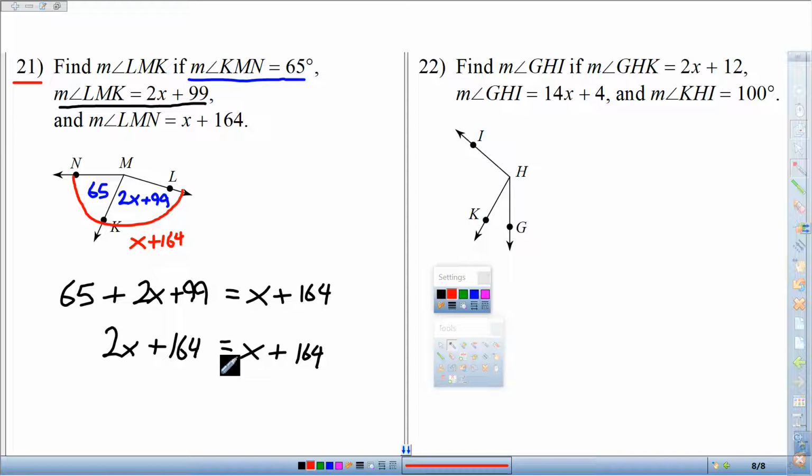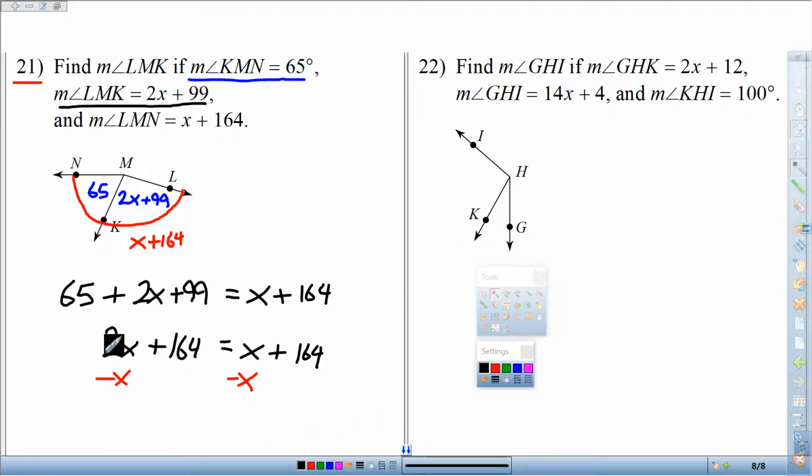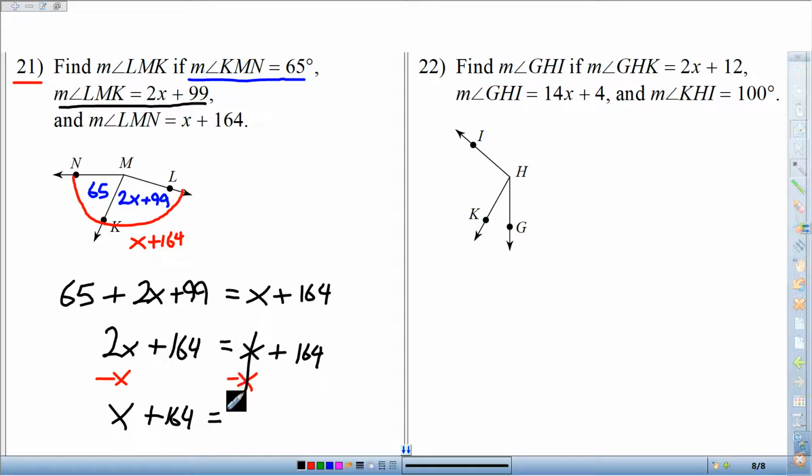From here, the next thing, we have variables on both sides. I need to bring them to the same side. Just a reminder, I could get rid of this x by subtracting it from both sides, or I could get rid of this 2x by subtracting it from both sides, and I would get the same answer either way. I'm going to choose to get rid of x. So 2x minus x is x. I'm just going to bring down the 164. I'm not touching it just yet. Over on the right, those are gone, and I have 164.